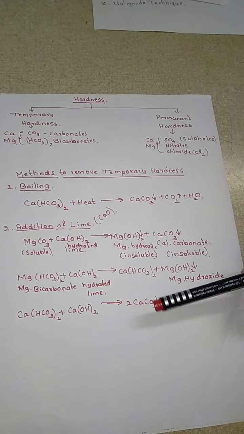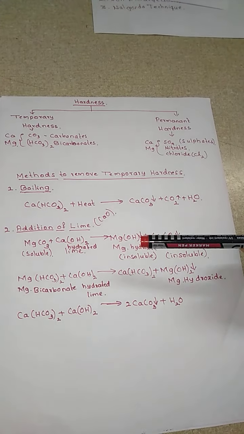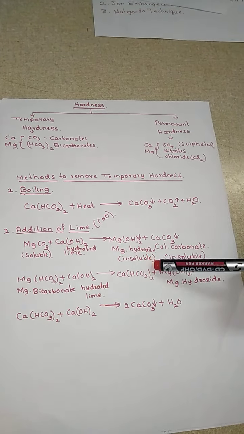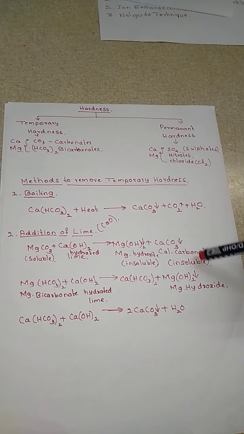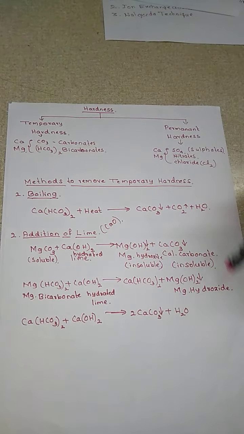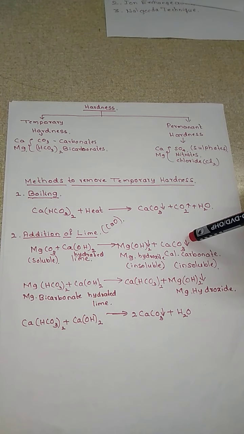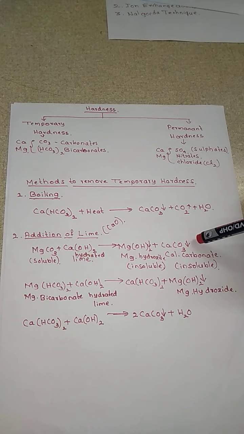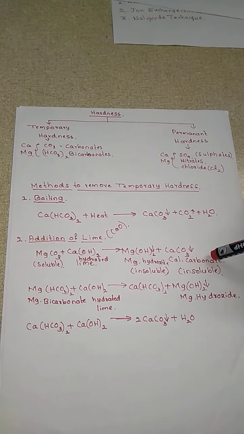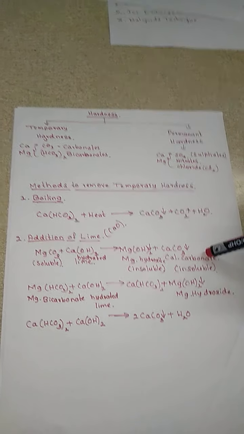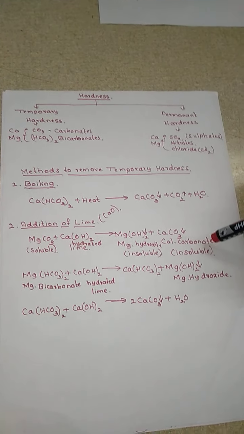So here your CaCO3 and magnesium hydroxide, all these will have the down arrow mark. We are going to get it as a precipitate, and we can remove it by the process of sedimentation, which has already been told to you in the previous classes.